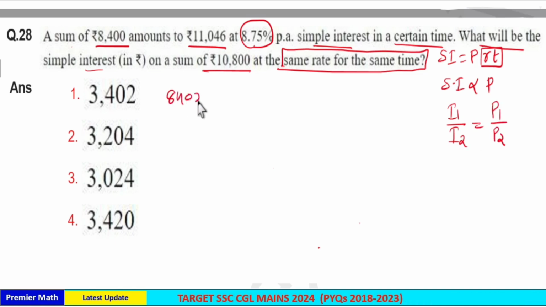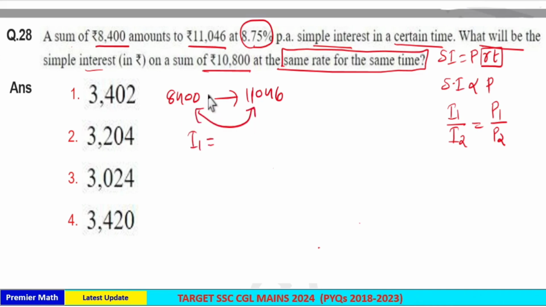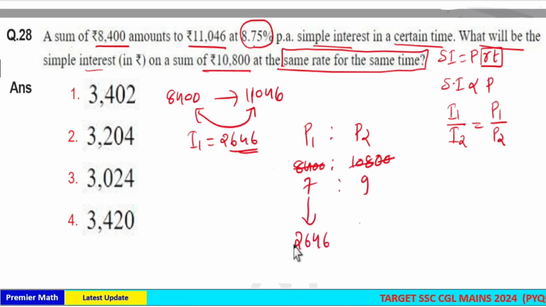Here 8400 amounts to 11,046. So the difference between amount and principal will give you the interest. So interest earned is 11,046 minus 8400, which is 2646. Now take the principal ratio, which is 8400 to 10,800. Here the zeros cancel. 12 goes 7 times in 84, and 9 times in 108. Here 7 parts is given as 2646. Then 1 part is equal to 2646 divided by 7.